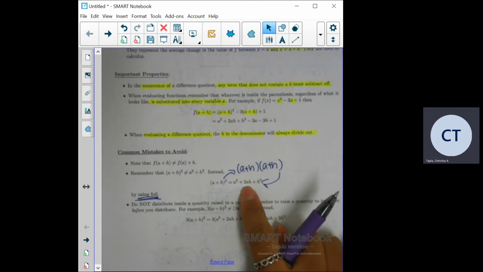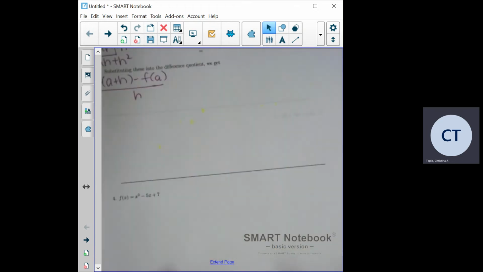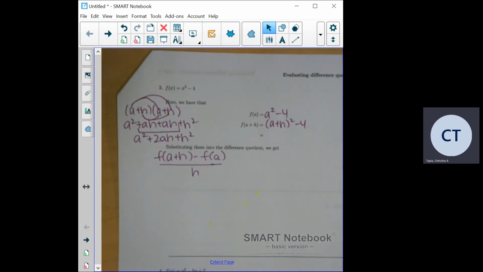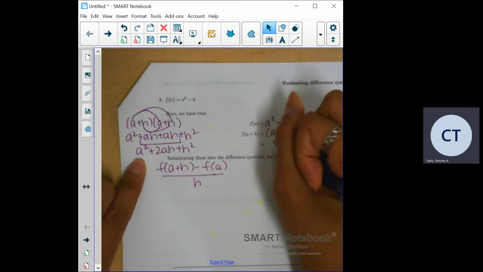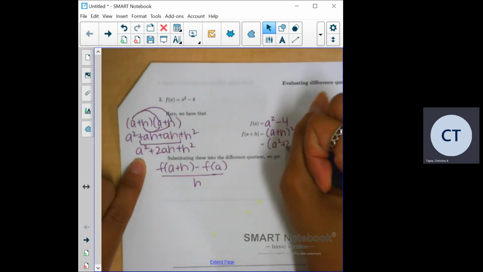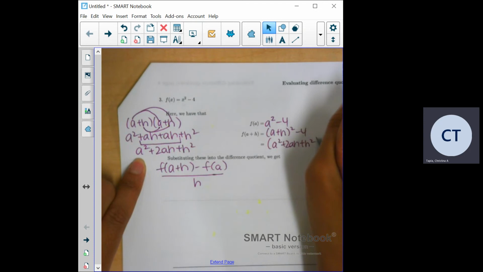The reason why I had you multiply this out is because on your tests and quizzes, you're not going to have this answer readily available. So I need you to know how to FOIL it so you can get the answer on your own. Okay, so last thing. We have this FOILed. I'm going to substitute it in. A squared plus 2ah plus h squared minus 4.